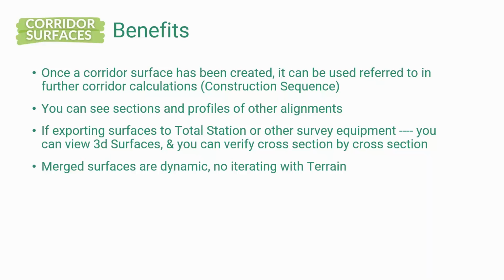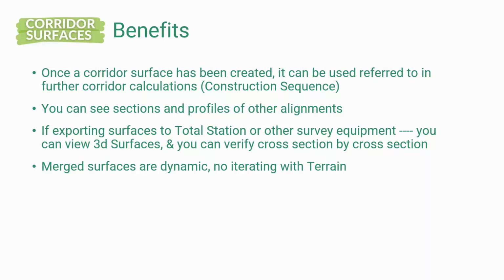Core benefits: you can see in 3D, you can verify cross-section by cross-section, and this is particularly relevant if you're working with total stations or other survey equipment, so you can verify and see these multiple surfaces in the 3D. You can see the sections and profiles of other alignments as you're designing, so they're all going to be visually connected through your different windows. Once a corridor surface is created, you can use it in future calculations. So this is that construction sequencing with merged surfaces that's really useful. And then again, that overarching workflow improvement around not having to go back to terrain.